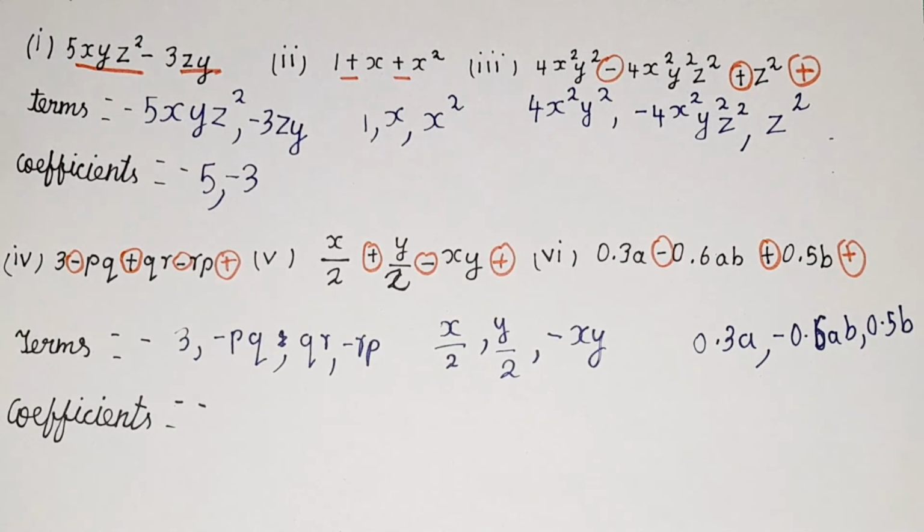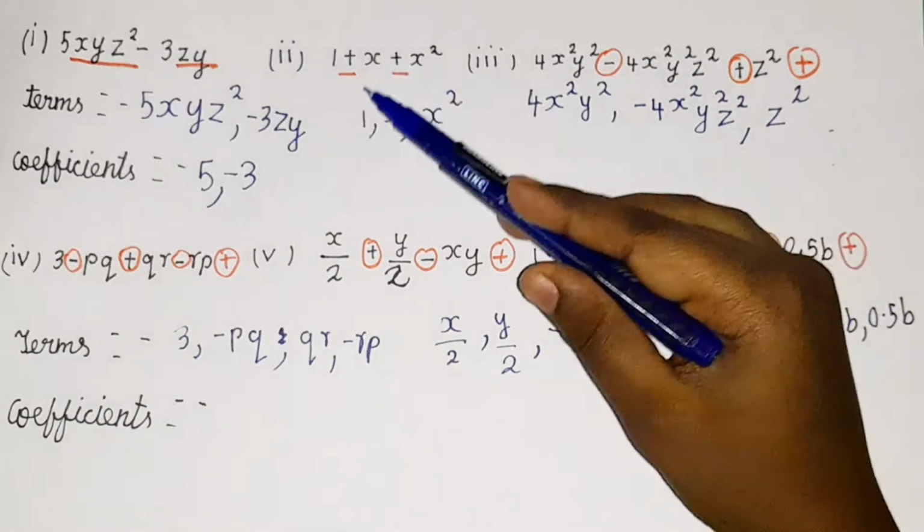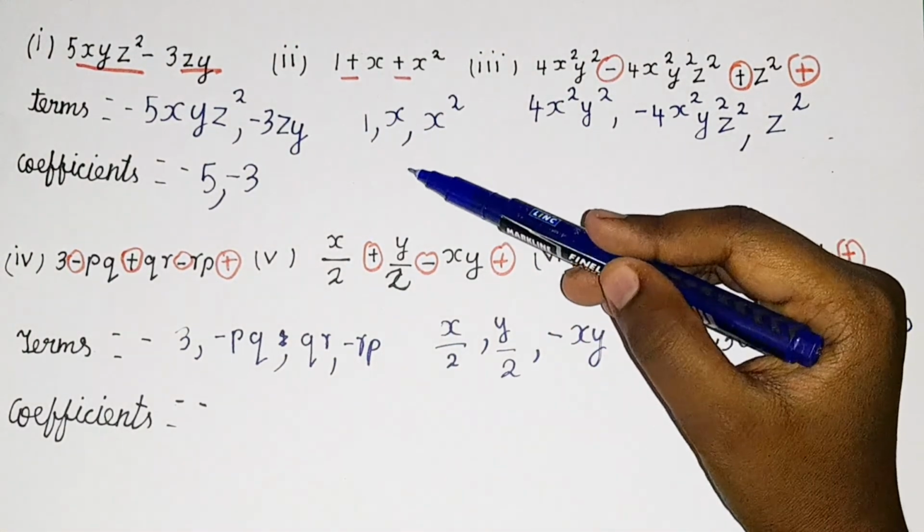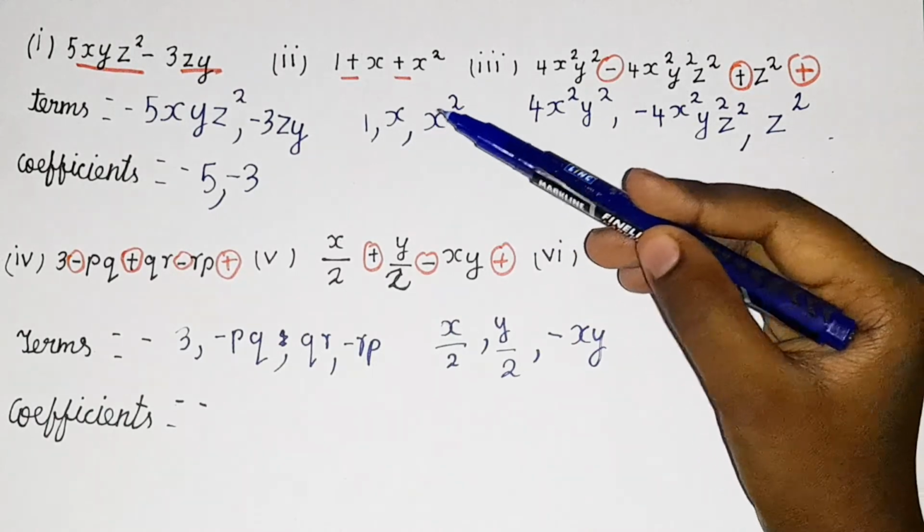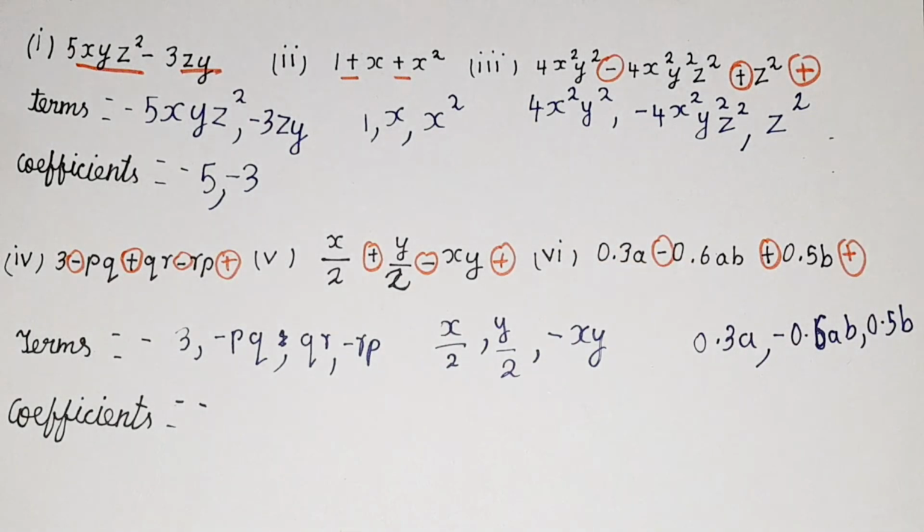So now let's see the second subdivision. So the second subdivision is 1 plus x square. So we are going to be finding the coefficient for this.